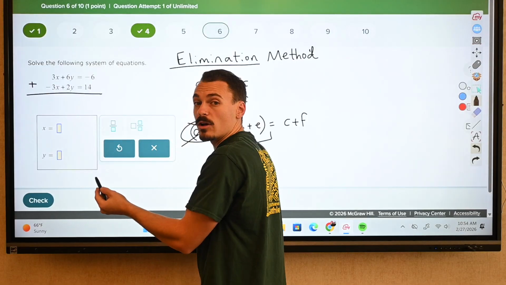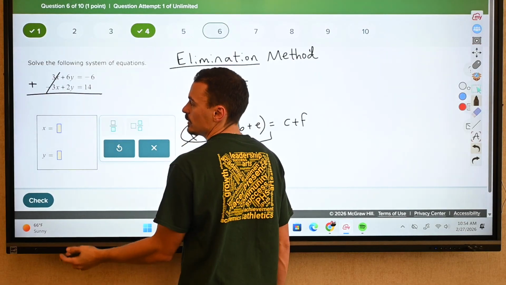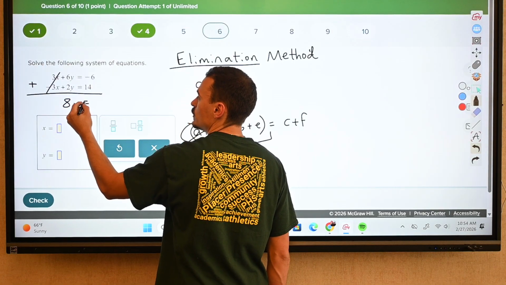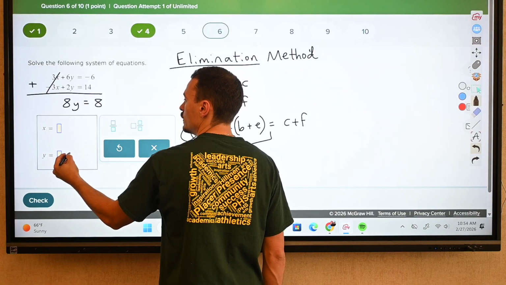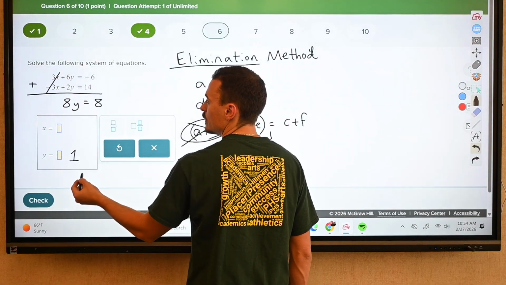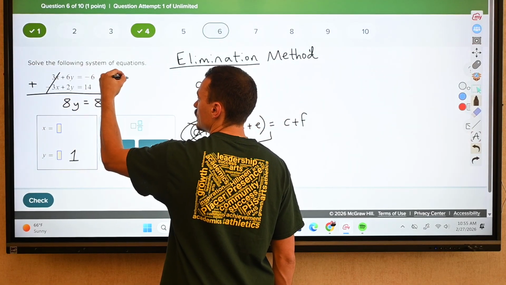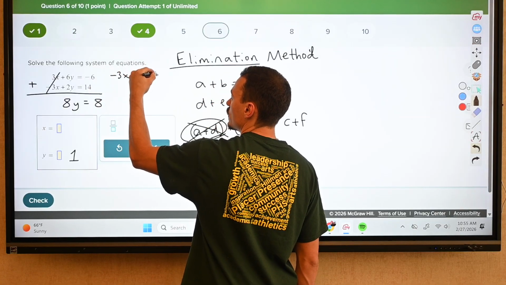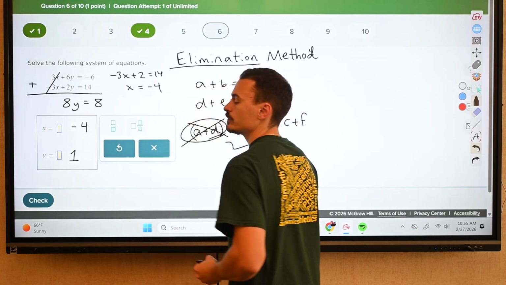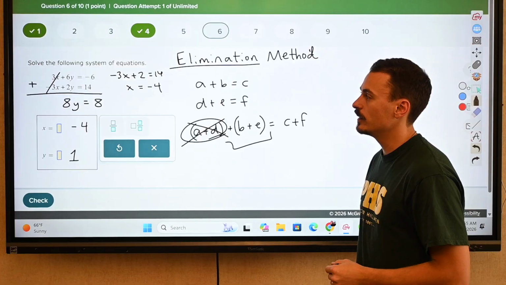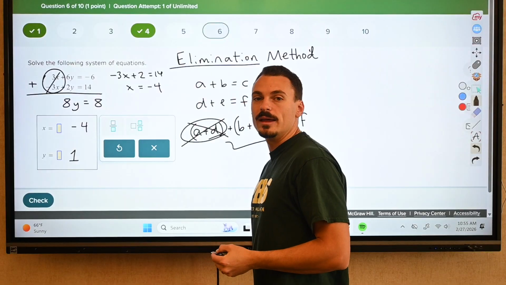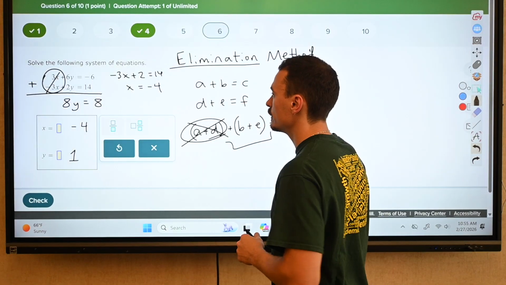3x's and negative 3x's are opposites. Opposites always cancel. 6y plus 2y will get you 8y, and that's equal to 8. So y is equal to 1. Substitute 1 back in, we get negative 3x plus 2 equals 14. So x is equal to negative 4. This is called the elimination method. If you have opposites here, you can eliminate one of them by adding both of the equations together.